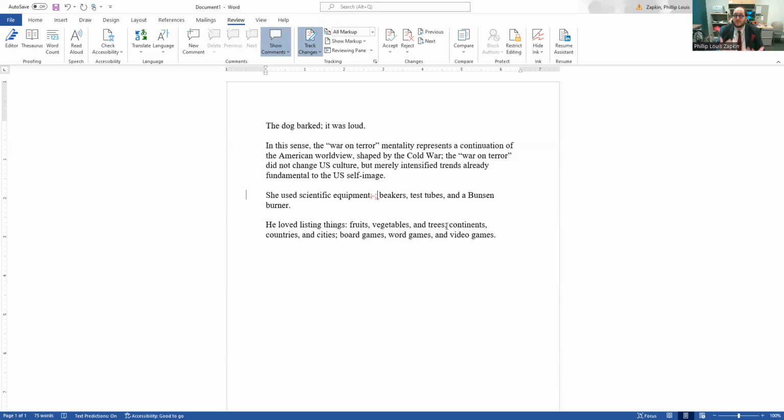But these are not two standalone sentences. The first clause is, she used scientific equipment, period, boom, perfect, it works as its own sentence. But if we just take beakers, test tubes, and a Bunsen burner, this isn't a complete sentence. It's a list, and it works as a list, but it doesn't work as a complete sentence, and so it shouldn't have the semicolon there. It's grammatically not the function of a semicolon.